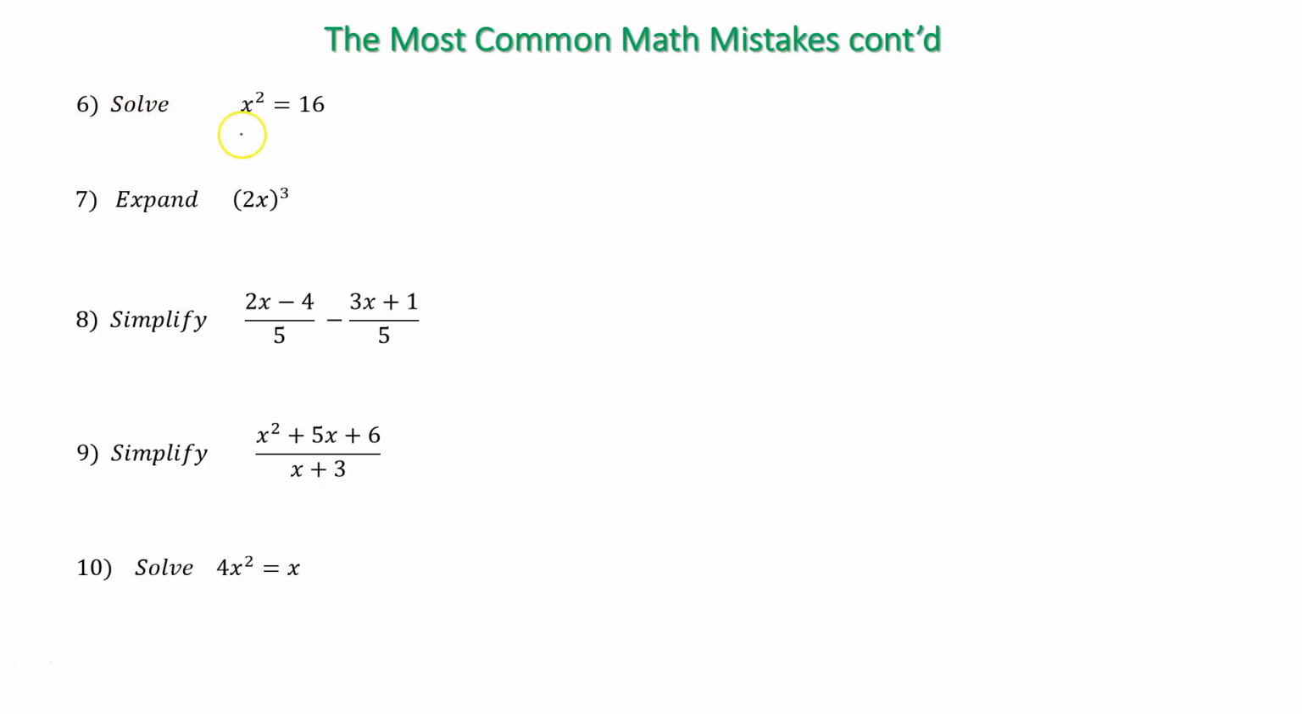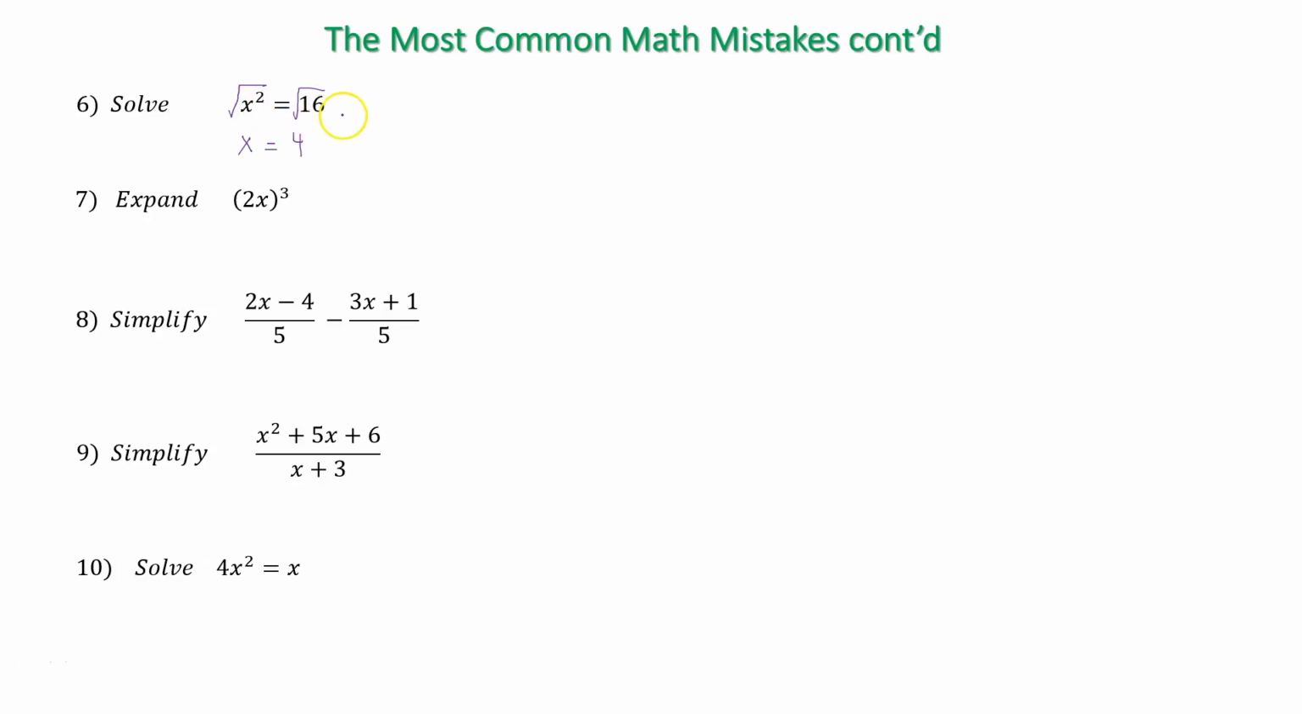It says solve x squared is equal to 16. And what I'll see students do is they take the square root of both sides. And what they end up with is x is equal to 4. Now x is equal to 4 is one of the solutions, but there's actually one more solution here.